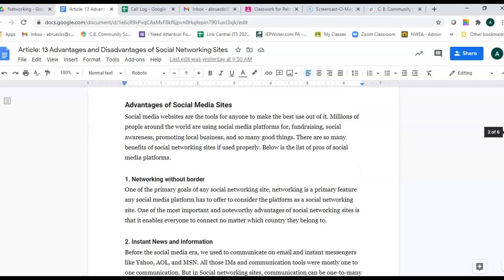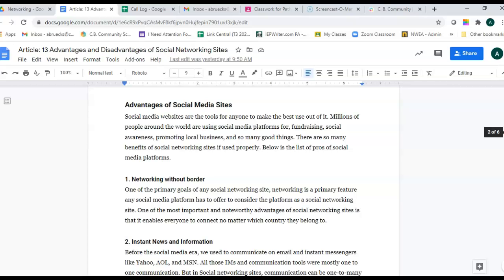Advantages of social media sites. Social media websites are the tools for anyone to make the best use of it. Millions of people around the world are using social media platforms for fundraising, social awareness, promoting local business, and so many other good things. There are so many benefits of social networking sites if used properly. Below is the list of pros of social media platforms. Number 1, networking without border.